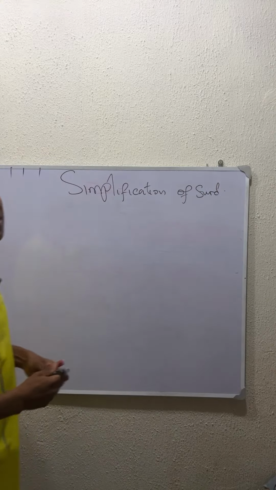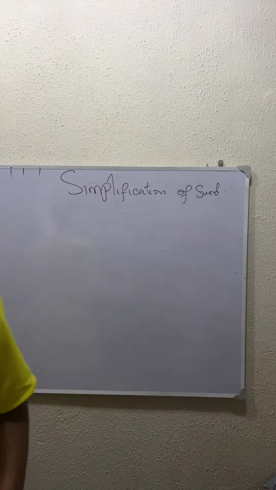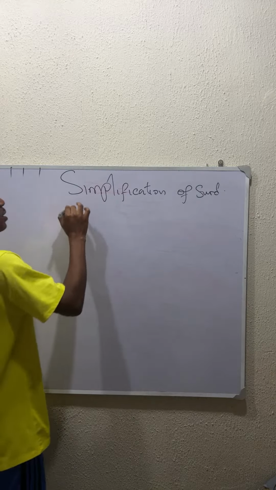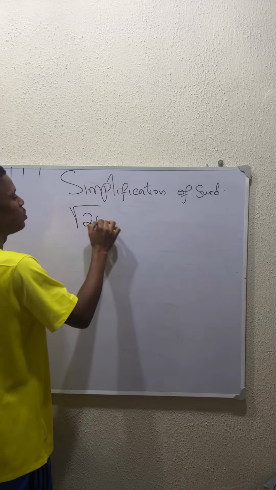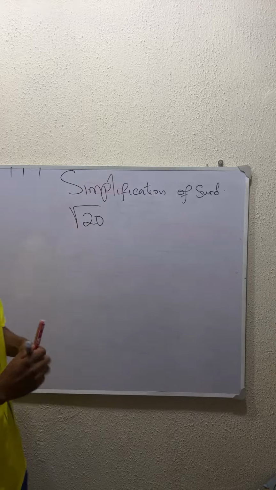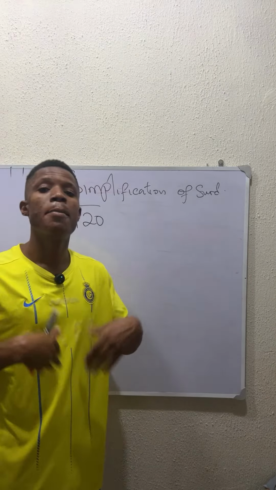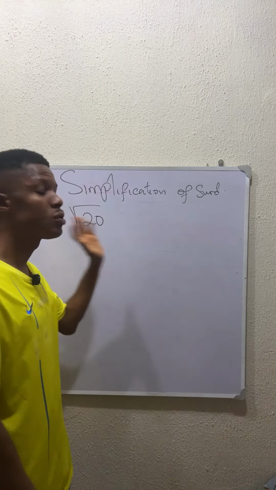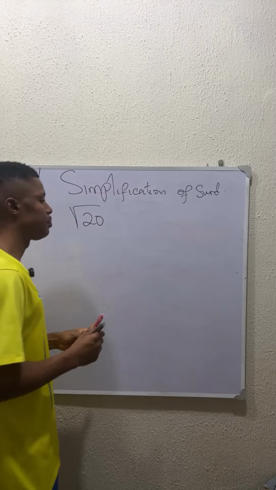How do we simplify surds? We simplify surds by reducing the surd to its lowest term. Okay, we have the goal to reduce the surd to its lowest term. For instance, if you have root 20, root 20 can actually be reduced to its lowest term by simplifying the what? Square root. What do we mean?